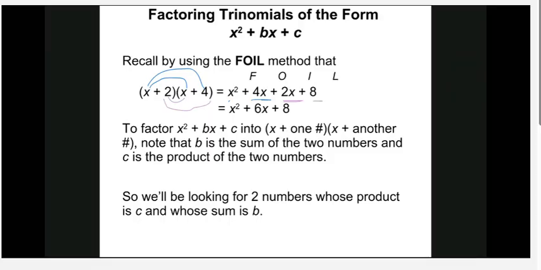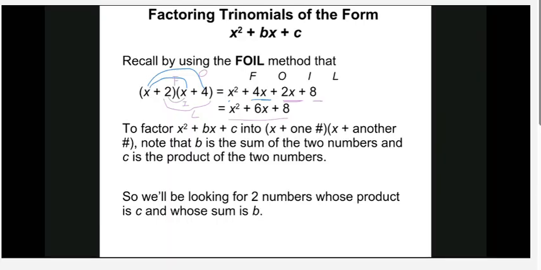So F, x times x, that is the first term. X times 4, that is the outer term. And 2 times x, that's the inner term. 2 times 4, that is the last term, the last term of the first factor times the last term of the second factor. Then if you combine the like terms, we get x squared plus 6x plus 8.